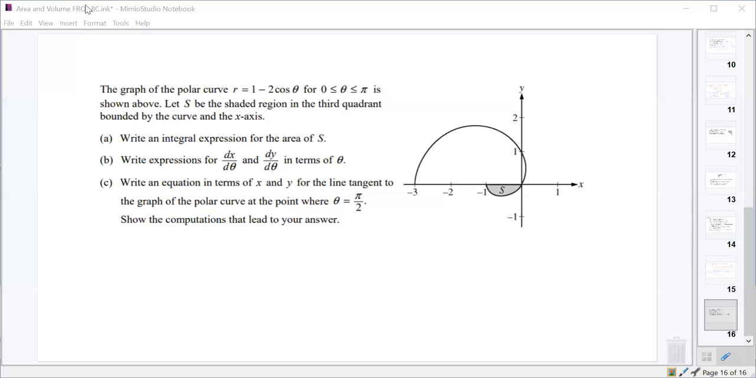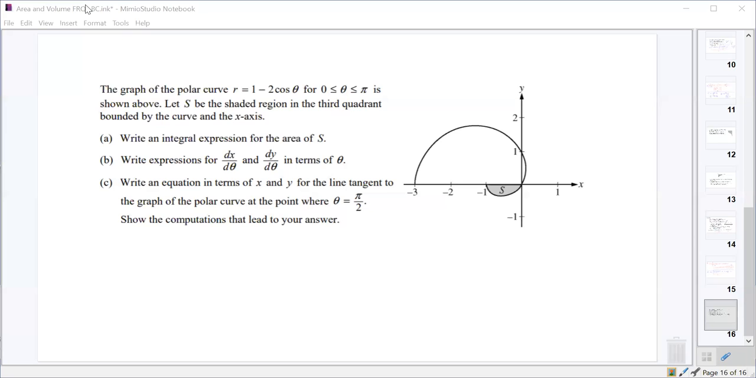Okay, sorry about that. So we have r equals 1 minus 2 cosine theta from 0 to pi, and S is the region in the third quadrant. We want to write an integral expression for that area. That should be fairly straightforward. We've got to figure out what our limits of integration are.